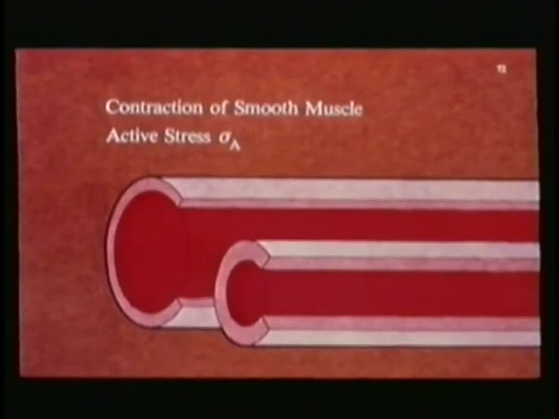72. Finally, we should mention that contraction of smooth muscle cells in the vessel wall, particularly in arterioles, causes an increase in circumferential stress, which tends to constrict the vessel. This is referred to as active circumferential stress. 73. Under this condition, the total circumferential stress, sigma T, is composed of an active component due to muscular contraction, sigma A, and the passive component due to the distensibility characteristics of the vessel wall, sigma P.